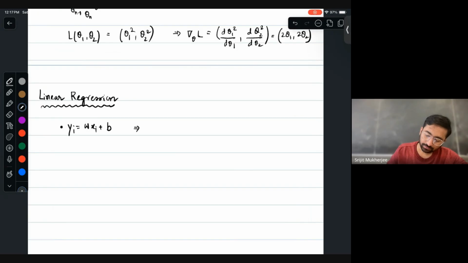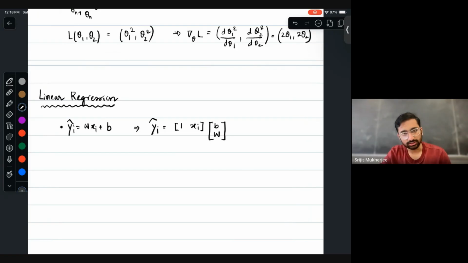You can write this as yi is equal to (w, b) times (xi, 1), or you can also write it as (1, xi) in a different way. This is a dot product. Okay. So the yi hat, rather not yi, the yi hat, is this, the predicted value.